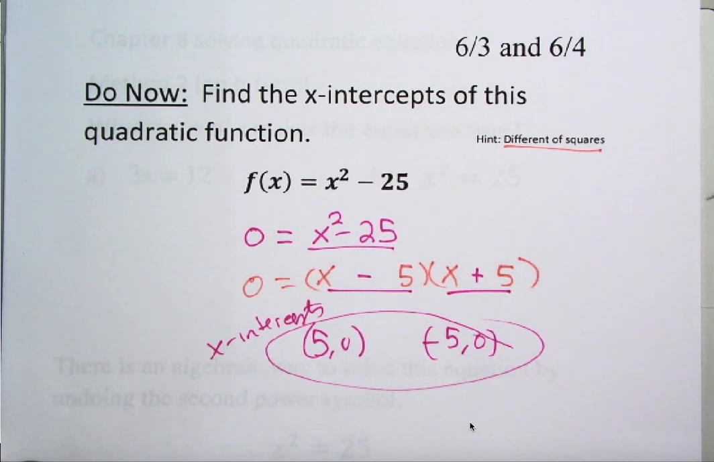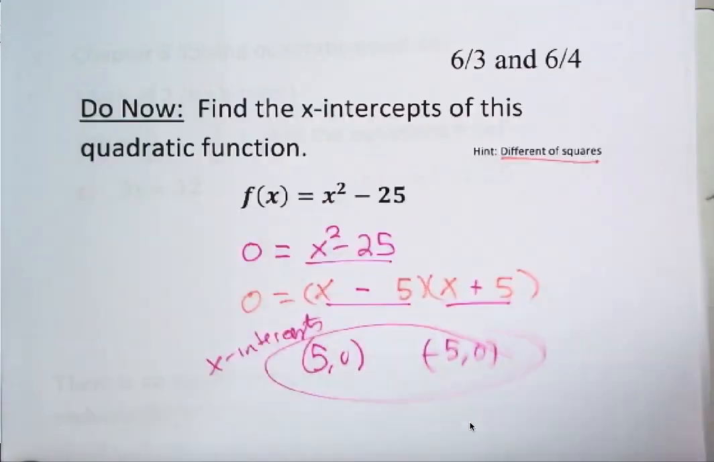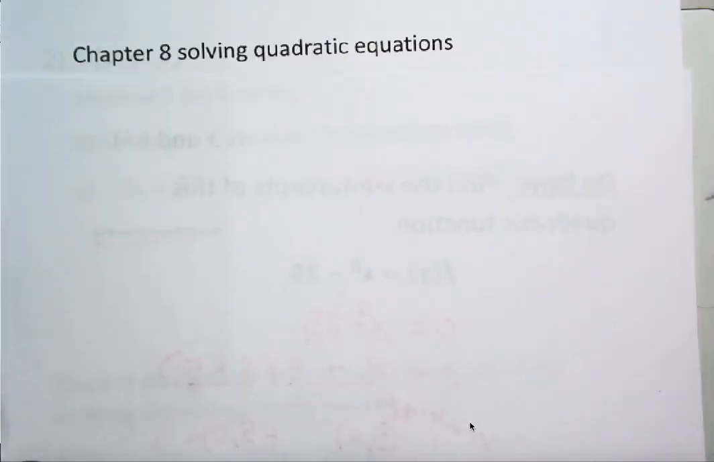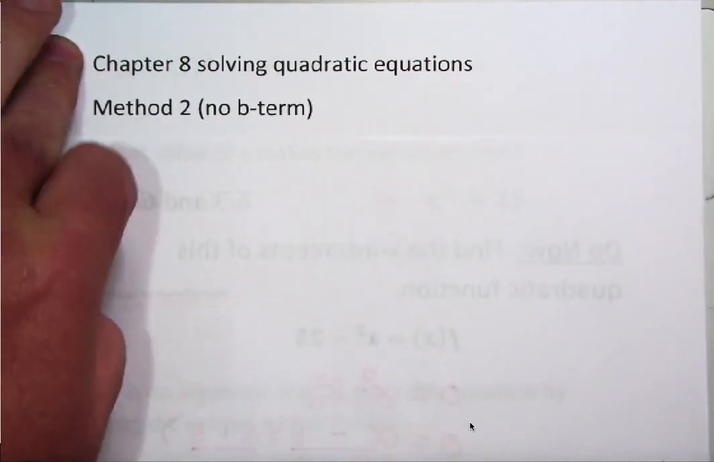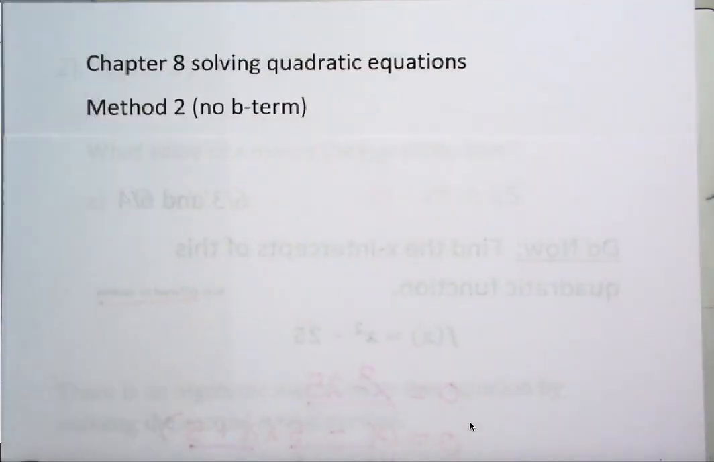Any questions? Just kidding. Okay, so I did talk about that today we're going to be talking about solving quadratic equations, but we needed a new method. So this is method 2. I call it the no b term. You'll see what I mean. We might call it another thing later, but for now, method 2 works if there's no b term. Okay?